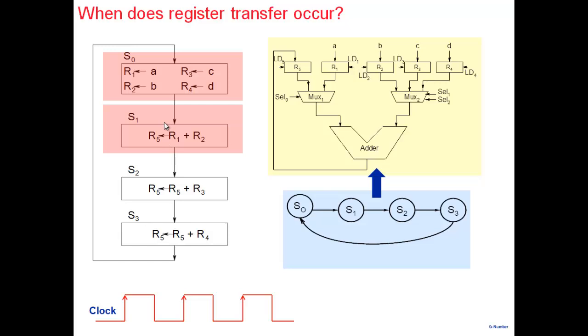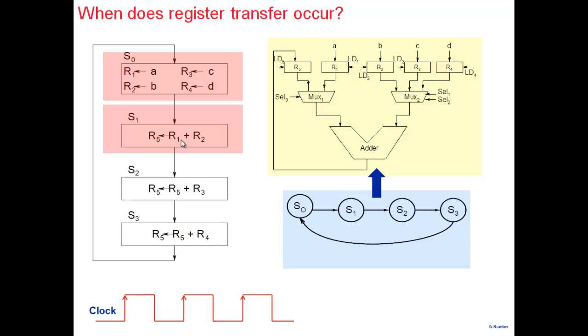So if we take the view that state S1 starts here, once this clock edge comes in, my system goes to state S1. So if I take the view that the contents of R1 plus R2, whatever is the sum here, is transferred to R5 at this particular clock edge when you enter state S1, then, as we were discussing, all the addition and all that should have taken place in the previous state.